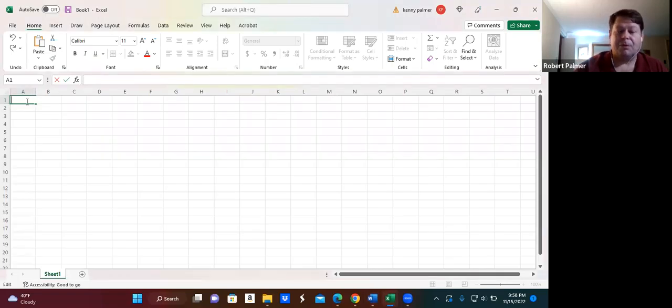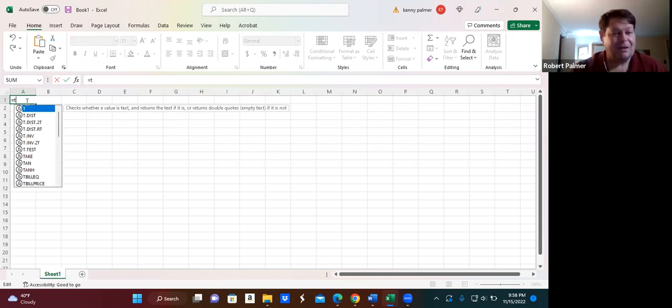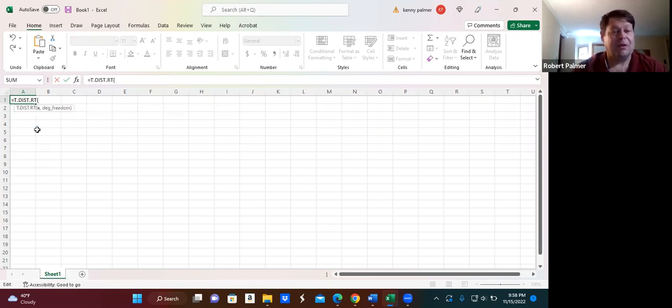Okay, so remember, type equals for a function. And just start to type that. So t, then we have 3 choices. Make sure you pick the right one. So the RT means the right tail. It means on the right. Double click that. It tells us we have to put in the X and degrees of freedom.